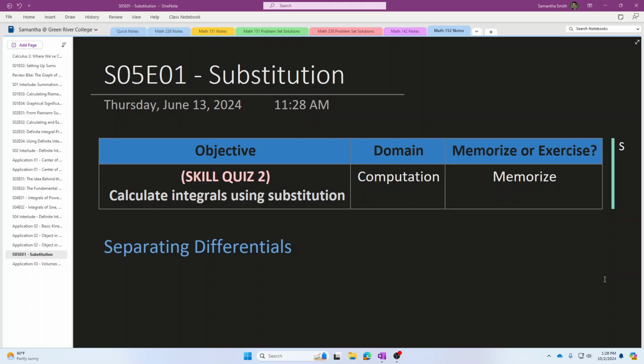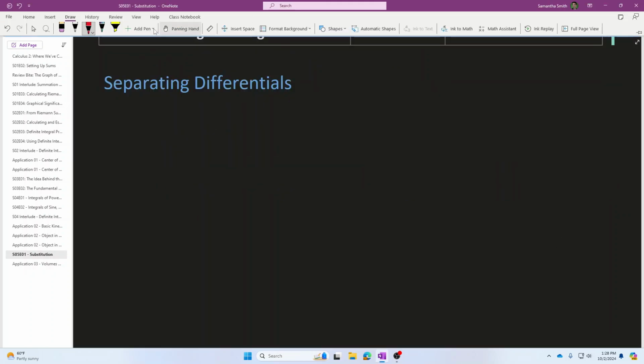The goal for this episode is to talk about a technique for calculating indefinite and definite integrals, which is called substitution. And this is going to be one of the most important methods that we learn in this class. Before we get started on that, there's one subtopic that I need to talk about, which I will refer to as separating differentials.